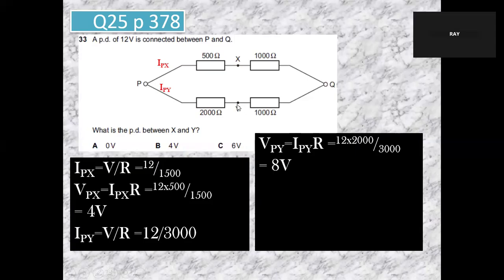Right? So it means that Y is at a higher potential, X is at a lower potential. So they are not interested in the negative sign. So we just put forward. Answer is B. Y is at a higher potential. X is at a lower potential.